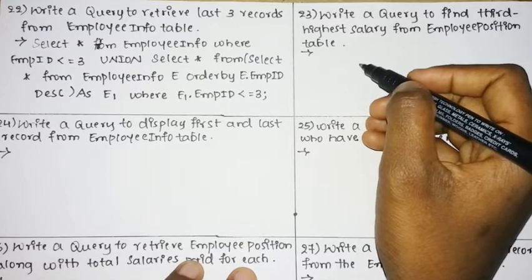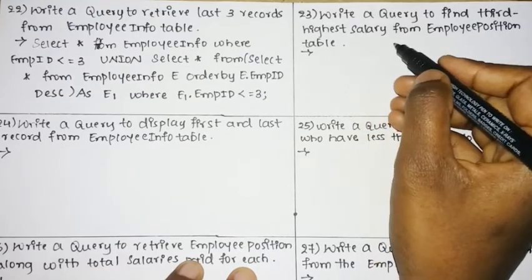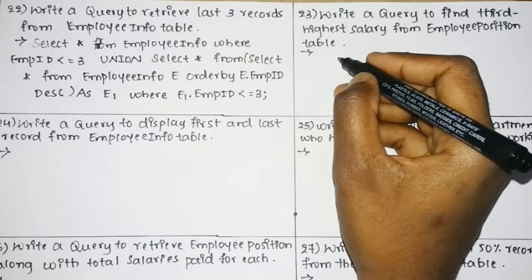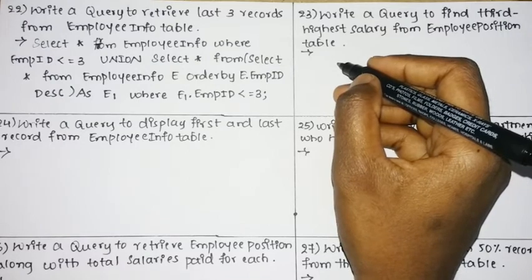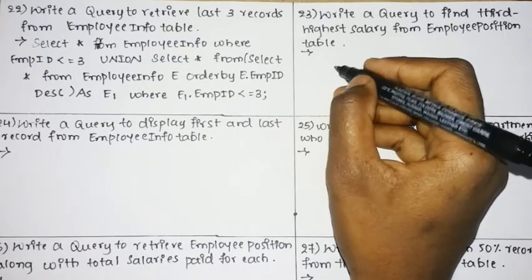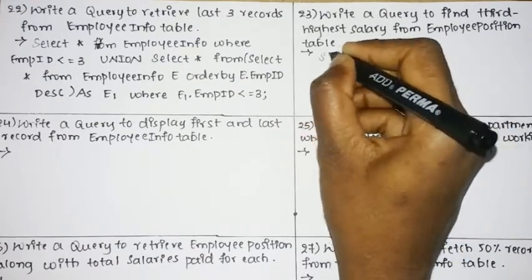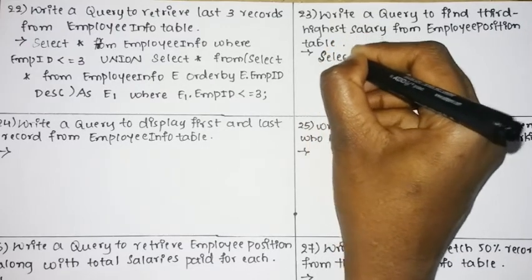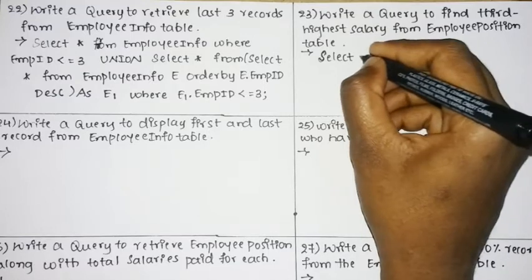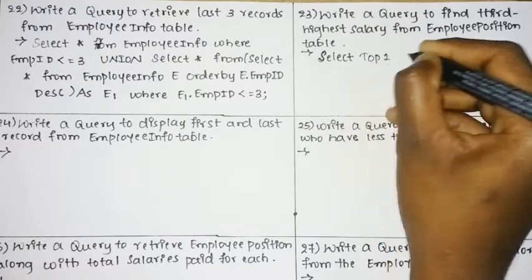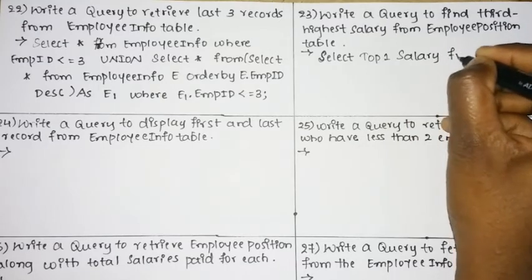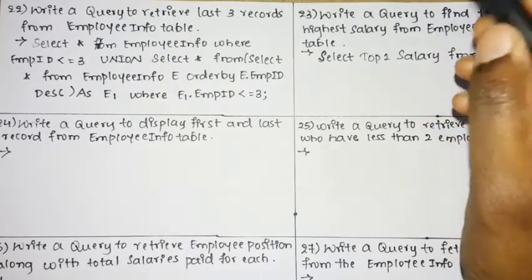Write a query to find the third highest salary from the employee position table. So you need to write a query to find the third highest salary. You need only the third highest salary from the employee position table. Then select, followed by, we shall here use the top 1. So select top 1 salary from, so first you need the top 1 salary.